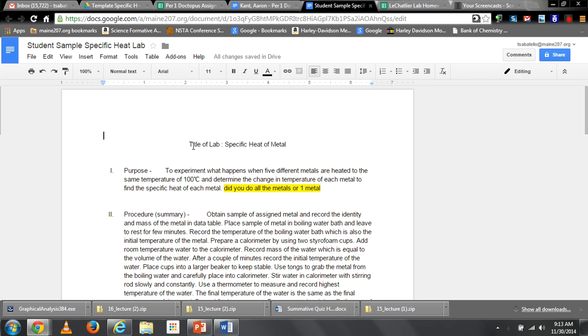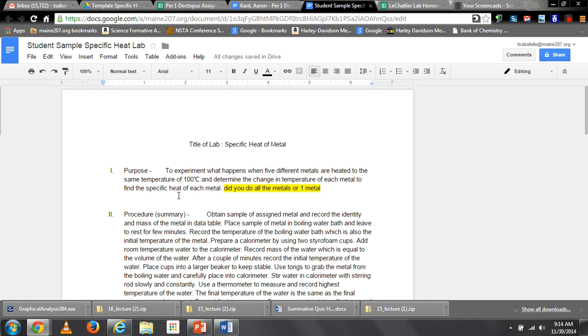To begin, make sure the student has the title of the lab. And in the first section, purpose, the student needs to write in completely grammatically correct sentences. The purpose needs to be correct, and the method used needs to be briefly mentioned. In the first sentence, which I will read, the student does not use a complete and grammatically correct sentence. It begins, "To experiment what happens when 5 different metals are heated to the same temperature of 100 degrees Celsius and determine the change in temperature of each metal to find the specific heat of the metal."